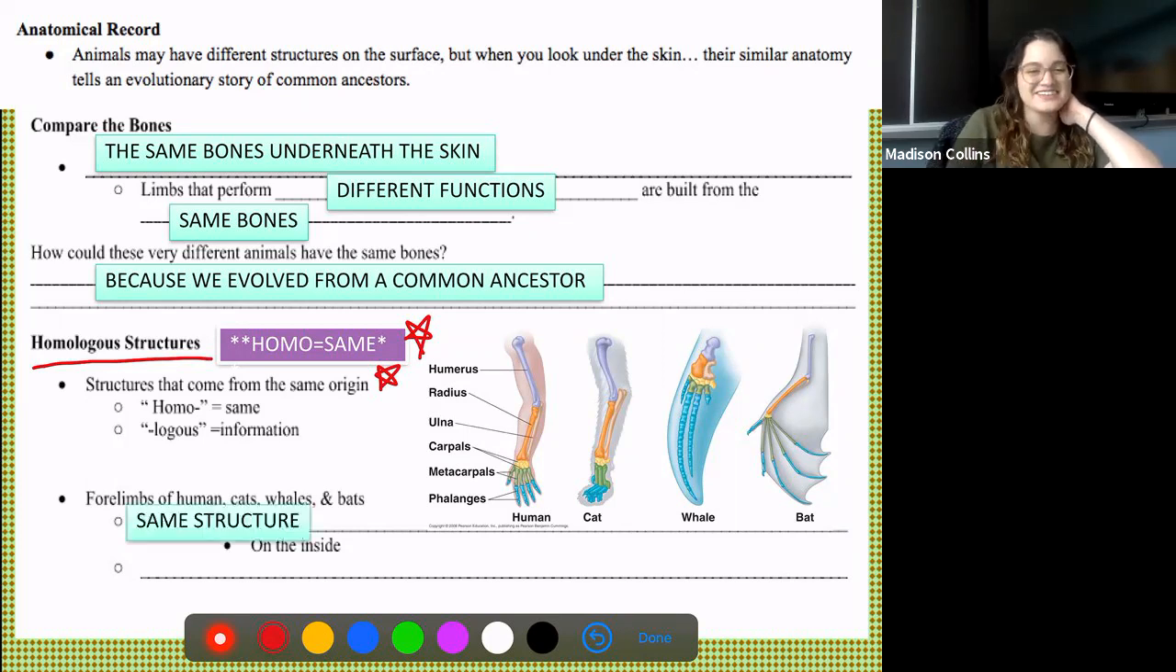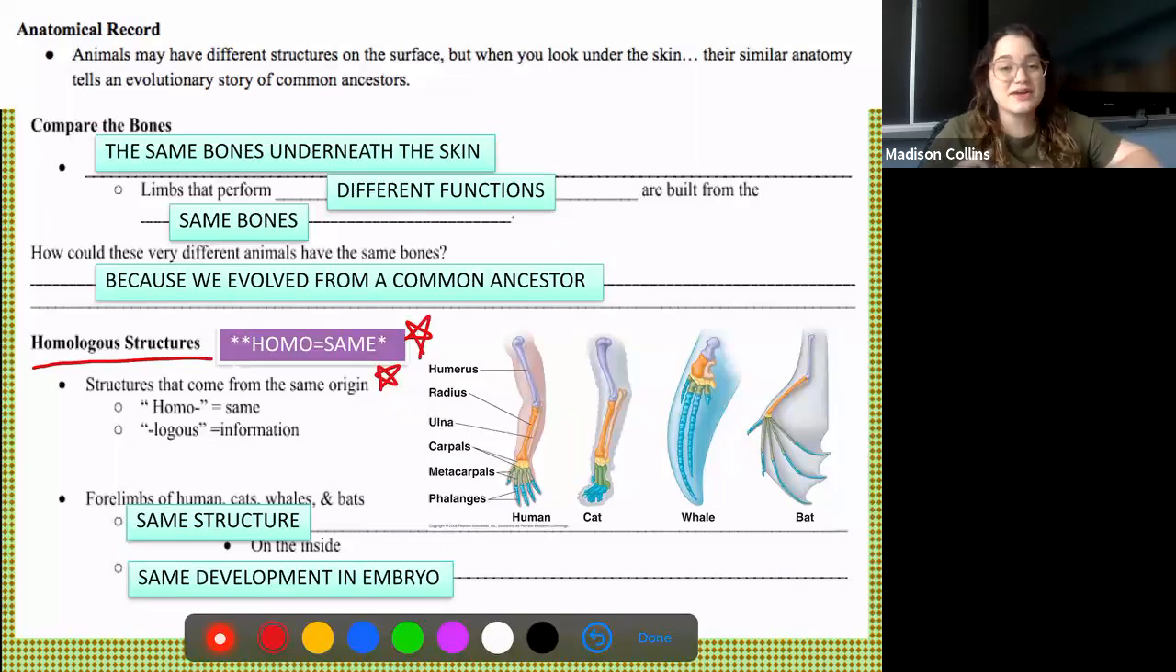I love that that rhymes. It's the same structure on the inside, right? Which means they also have the same development in embryo. A few days ago, we looked at the comparative embryology, comparing the embryos of some developing organisms, and we saw that they actually look pretty similar, which means we came from a common ancestor. That is really when you can start to see these homologous structures start to evolve, right? We have the same development.